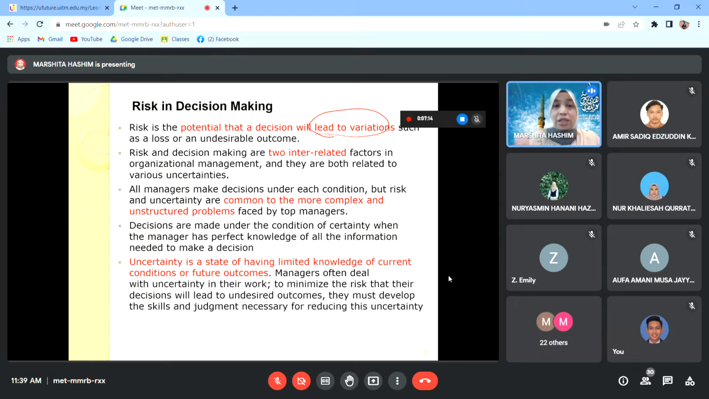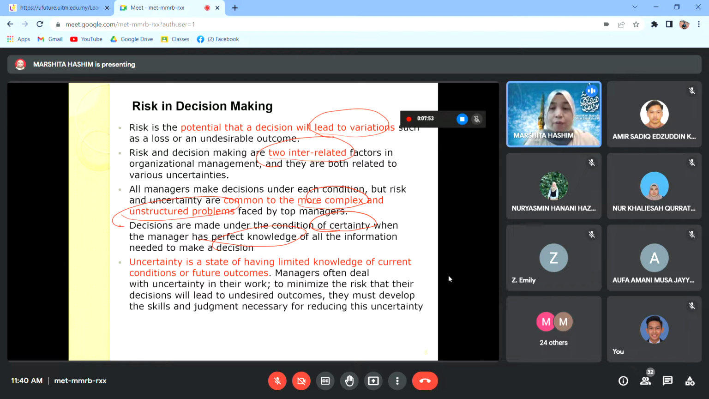Risk and decision making are two interrelated factors in organizational management, and they are both related to various uncertainties. All managers make decisions under each condition, but risk and uncertainty are common to more complex and unstructured problems. So decisions are made under conditions of certainty when you have perfect knowledge of all the information needed to make a decision. That means when you want to make a decision, you have two options, and you have perfect knowledge regarding each option. Then you can make a decision under certainty.